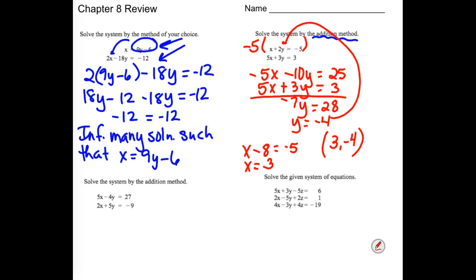If this was a test question, I wouldn't stop there. I would check my answer. It takes about 10 seconds to do, but it's going to help you catch mistakes before you turn in your test. So I plugged it back in the top equation to figure out what x was. Now I'm going to try it in the second equation just to verify. So I'm going to put a 3 in for x, and I'm going to put a negative 4 in for y. So 5 times 3 would be 15. 3 times negative 4 is negative 12. I'm supposed to get 3, and I do. So I've verified that it worked. That's my answer.